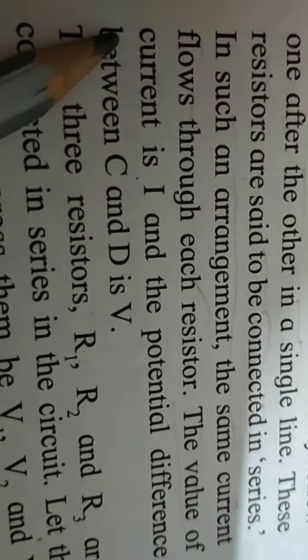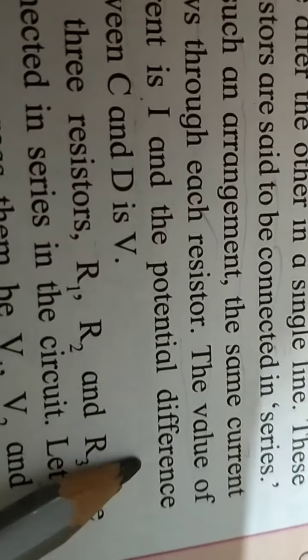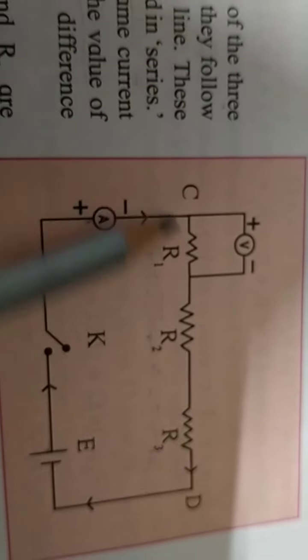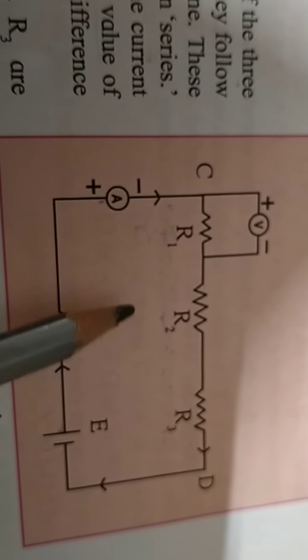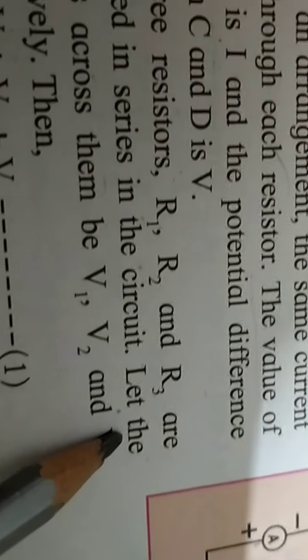The value of current is I and the potential difference between C and D is V. So, the three resistors R1, R2, R3 are connected in series in the circuit.